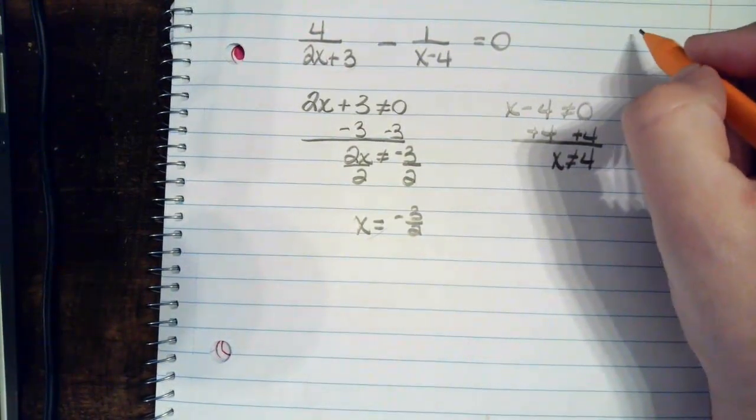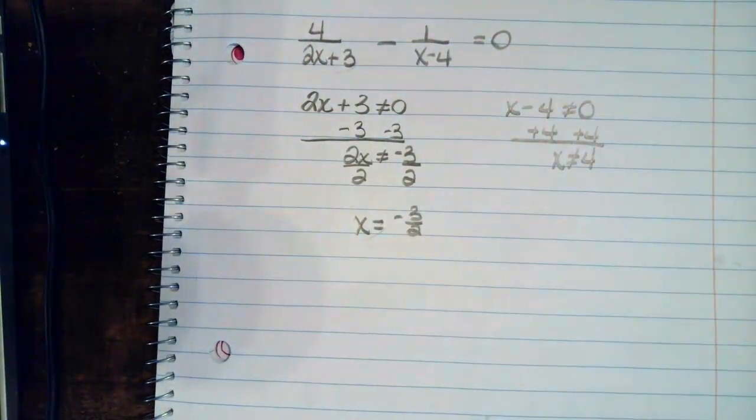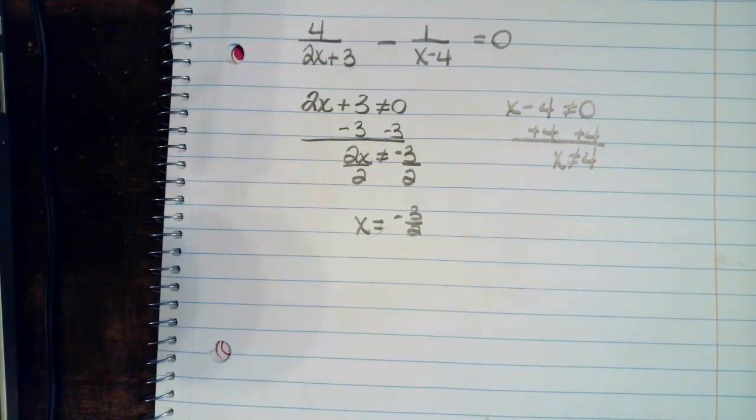So in our solutions, if we were to keep working this one through, what we would want to acknowledge is the fact that if we generate a 4, or if we generate a negative 3/2, we would not be able to use them in our answers. Okay?